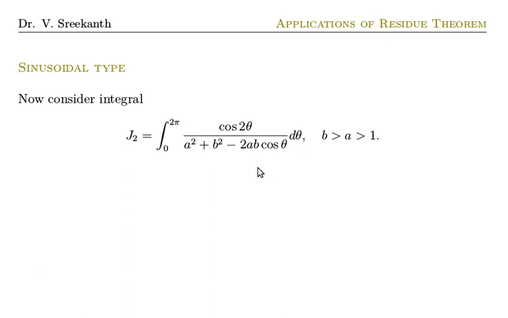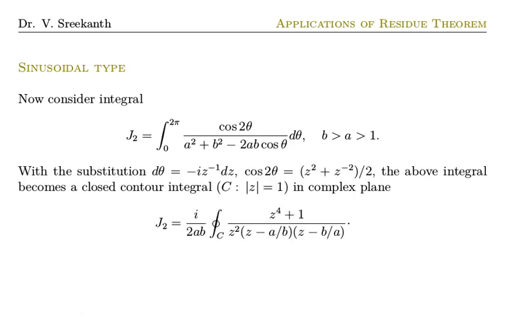So you can directly substitute the conditions, which is d theta equal to minus i z inverse dz, and cos theta is nothing but z plus z inverse by 2, but cos 2 theta should be z square plus z raised to minus 2 by 2. Again in this type of calculation C is always mod z equal to 1.